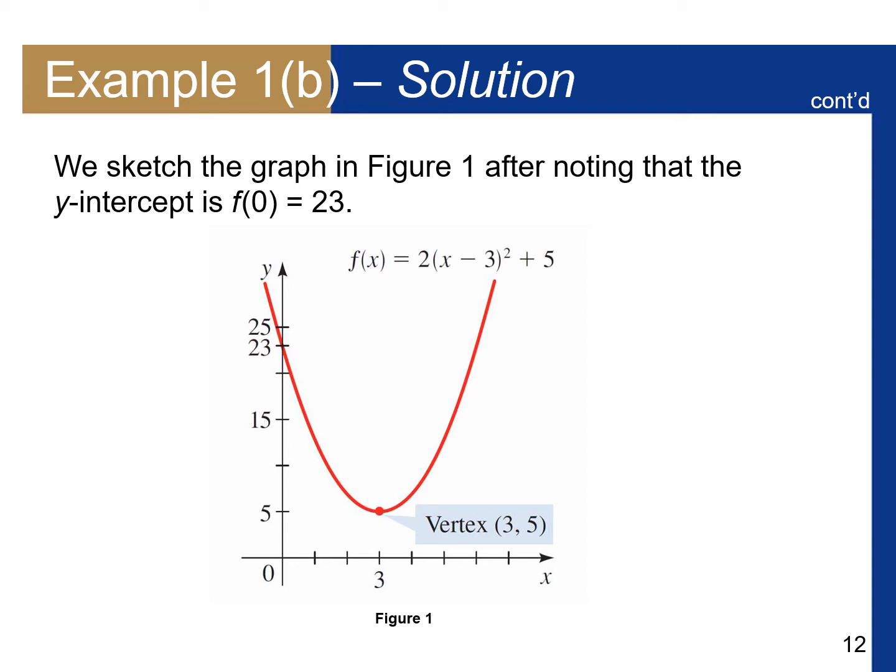Now the y-intercept is always good to know, so you can just plug in 0 for x. Okay, so 0 for x to find the y-intercept. And that'll give you your y-intercept, okay? Which here is 23. And that's important to know because it also helps you to graph how steep it is.